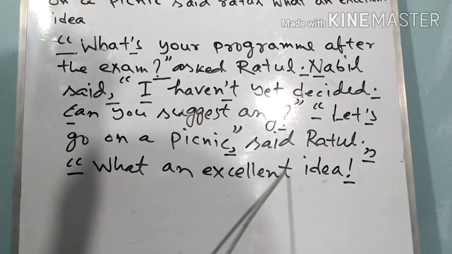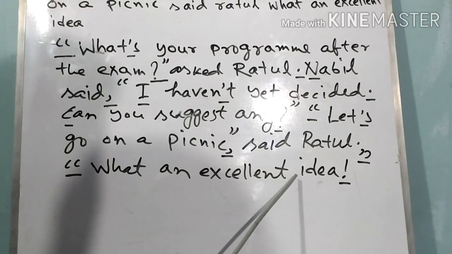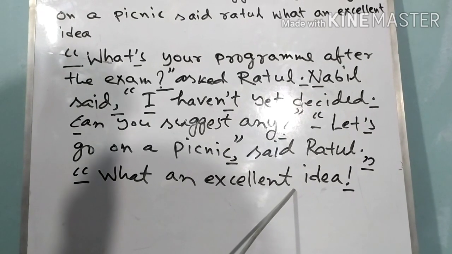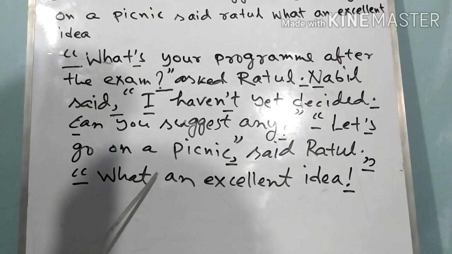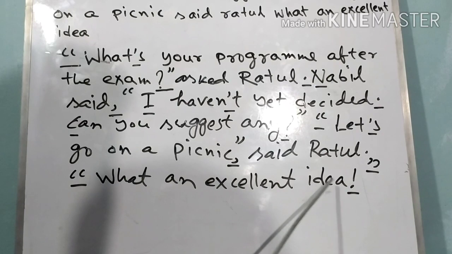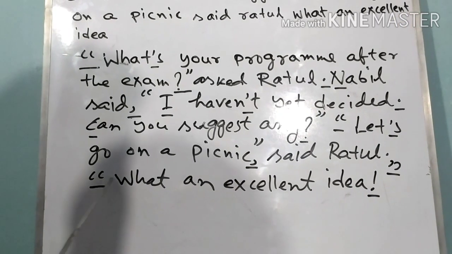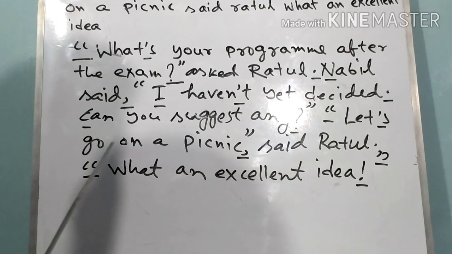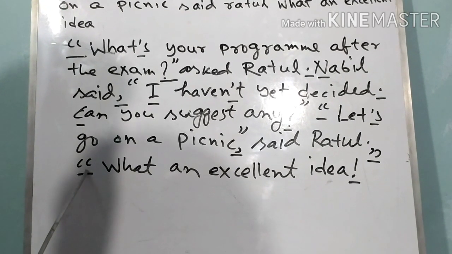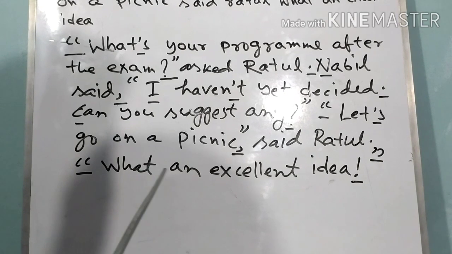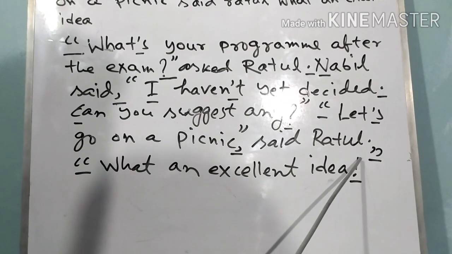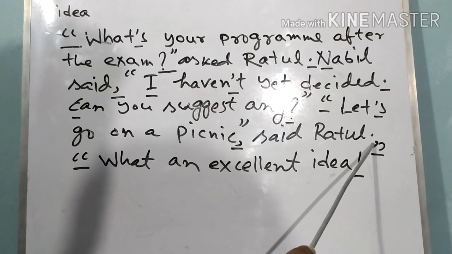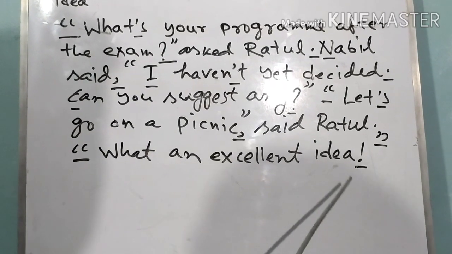What an excellent idea. Actually, it is the conversation of Nabil. So for that reason, it will be a different or independent sentence. And what an excellent idea, it is exclamatory. For that reason, there will be first inverted comma started. What an excellent idea. There will be exclamation mark, and then inverted comma finished.